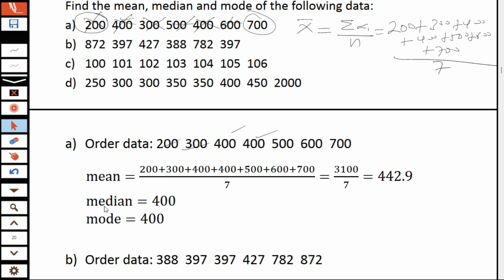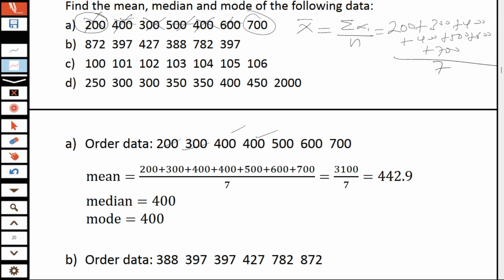For our median, the median is the middle number. When you arrange the data in order, we just use the middle number. So here we have been able to arrange it in order: 200, 300, 400, 400, 500, 600, and 700. Please kindly pause the video and choose the middle number for me. So at the end of the day, we have 7 observations. For 7 observations, what you have to do is cancel one at the first end and cancel the other at the second end.